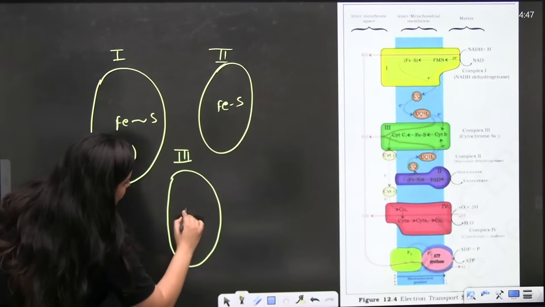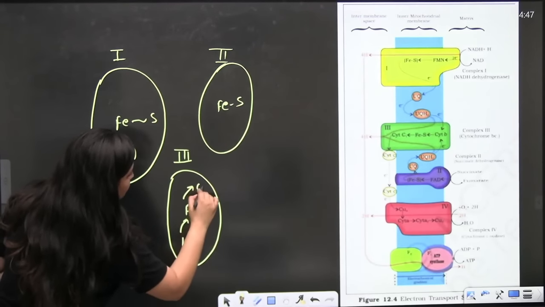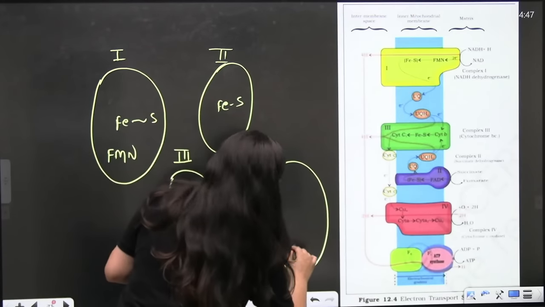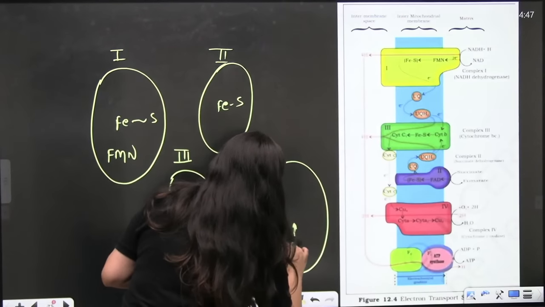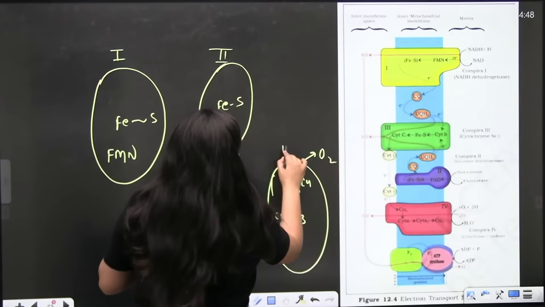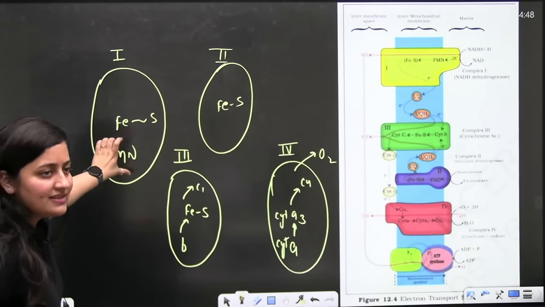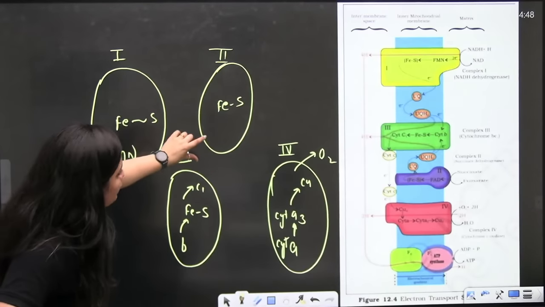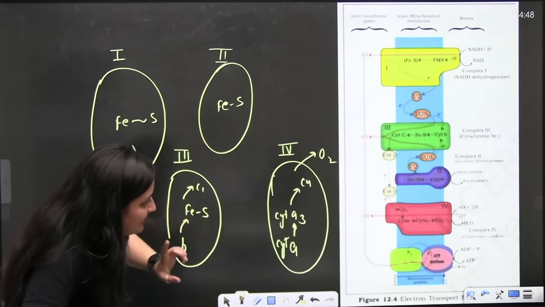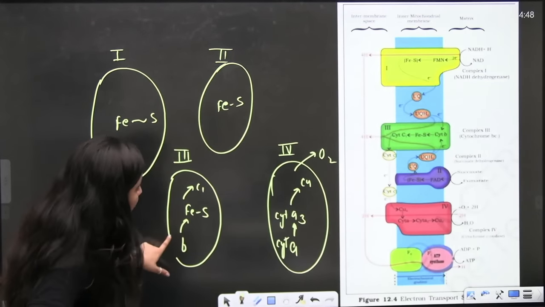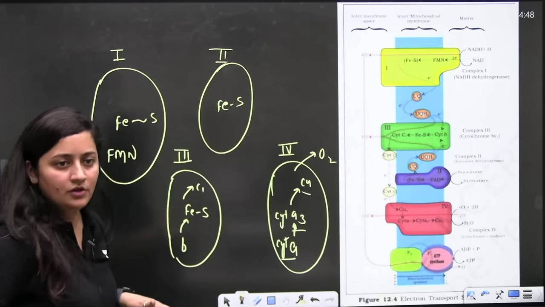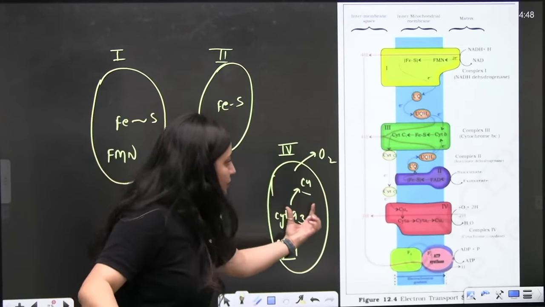Then complex number 4, A to A3. Yes, cytochrome A to A3, and then to copper, and finally to oxygen. That is what you need to remember. So complex 1 is having FMN, FeS. Complex 2 is just having this FeS, right? Then complex 3 is having B, you can see it here, B, FeS and cytochrome C1, and then complex 4 is having A, A3 and copper. So a question can come, which complex is having this copper? Complex number 4.